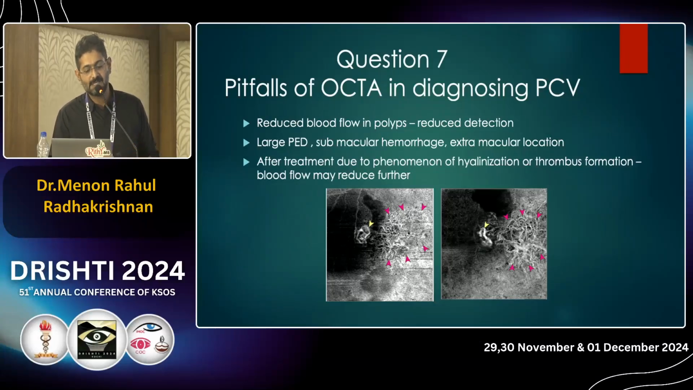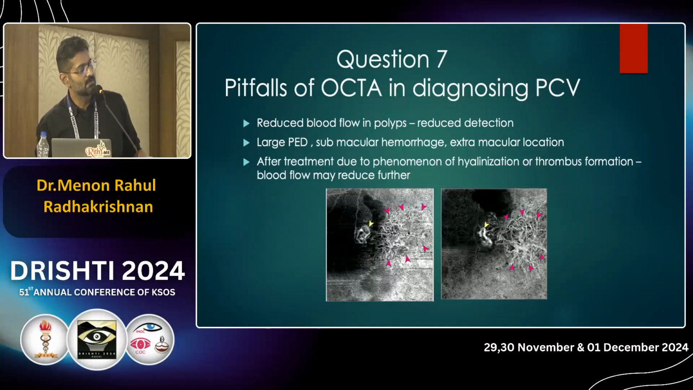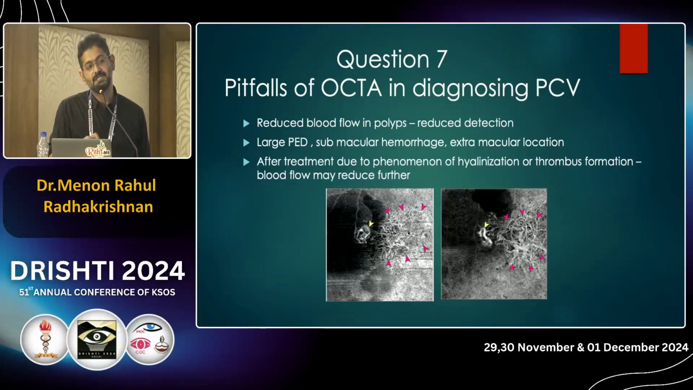Now, also, when a treatment-naive case comes to you, it is easier to pick up these findings. But many times in the clinics, you might see a patient who has probably been diagnosed with CNVM somewhere else and treated with a few injections elsewhere. After treatment, there's a phenomenon called hyalinization, or thrombus formation. This branching vascular network and the vessels over here get hyalinized, so the blood flow reduces even further. Then picking up such cases on OCTA becomes a little challenging.